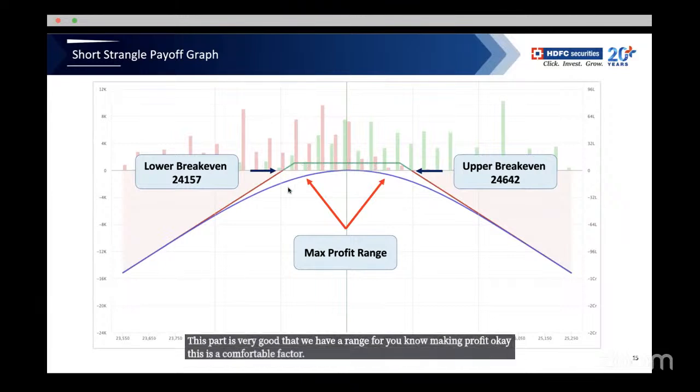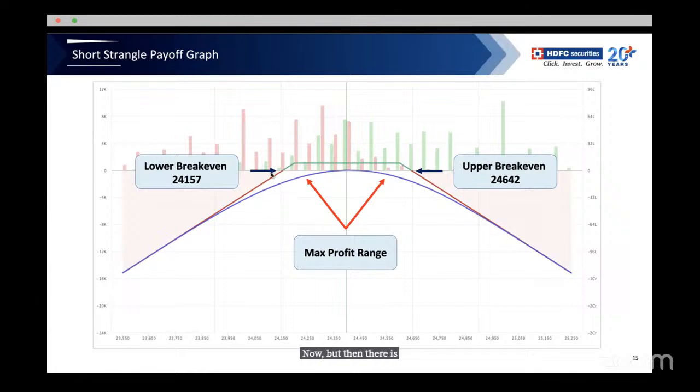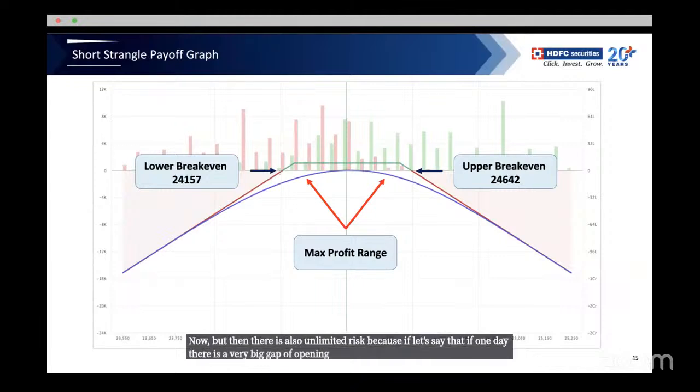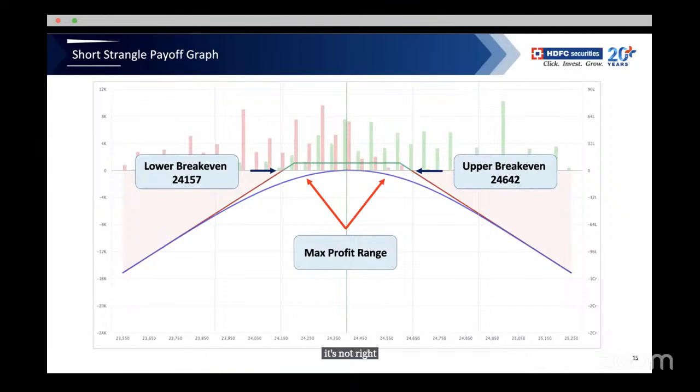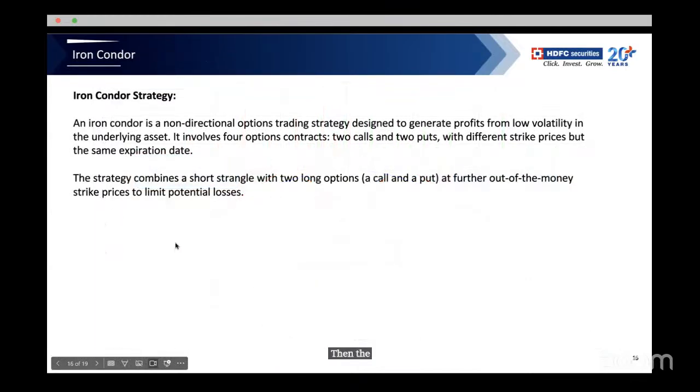Now, but then there is also unlimited risk, because if one day there is a very big gap up opening or gap down opening, what happens in that condition? It's not right to carry unlimited risk strategies overnight, correct? So what do we do in such scenarios? Then the iron condor strategy is the best option.